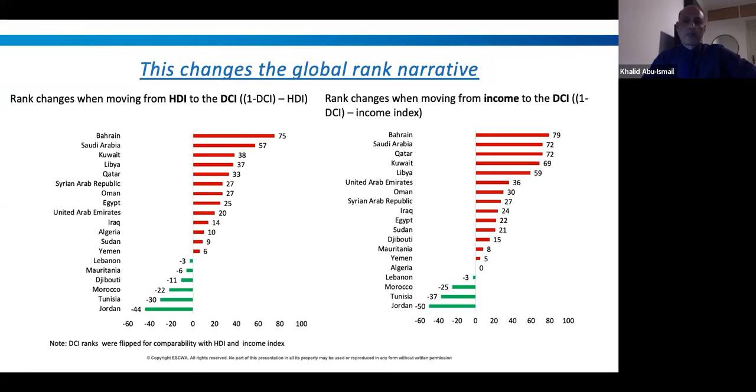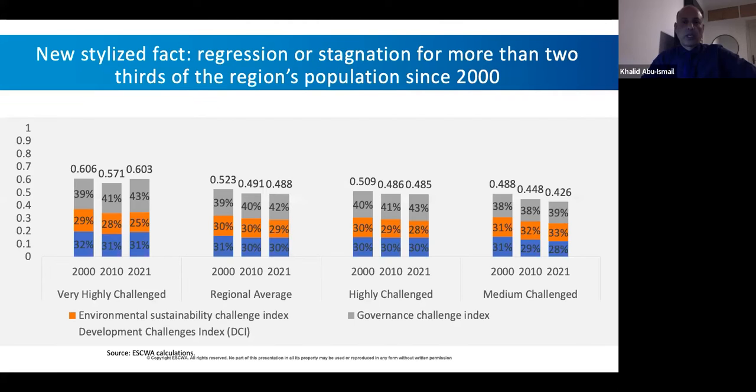Now, why this is the case would require, I guess, further discussion, which you can come back to in the Q&A. But let's also focus on this new stylized fact, which is the fact that for 2/3 of the population, and since 2000, there's been very little progress in human development from this broader perspective.